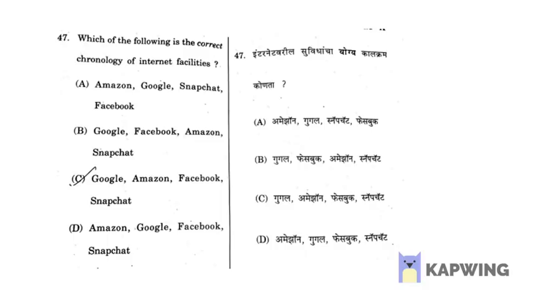Google was founded in 1998 by Sergey Brin. Just now we have learned it. Snapchat was founded very lately, in 2011. Facebook was founded in 2004 by, as you all know, Mark Zuckerberg. So what is our answer here? Amazon first, Google second, Facebook third, and Snapchat fourth. So the correct chronology is D. Friends, the correct chronology is D. Hope you have made it correct.